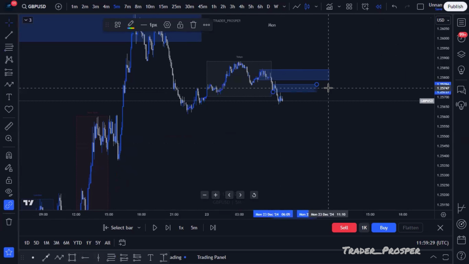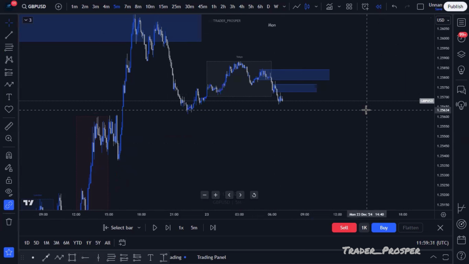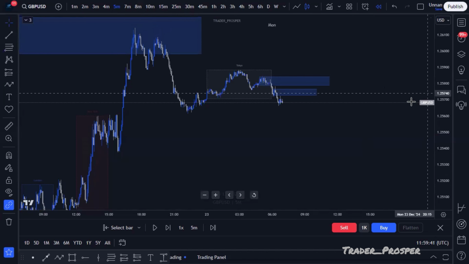There are no rules that say you need to draw your supply or demand zone so perfectly. You have to just draw what makes sense in the market, and that is why we have the golden confirmation we need to see to execute this trade.